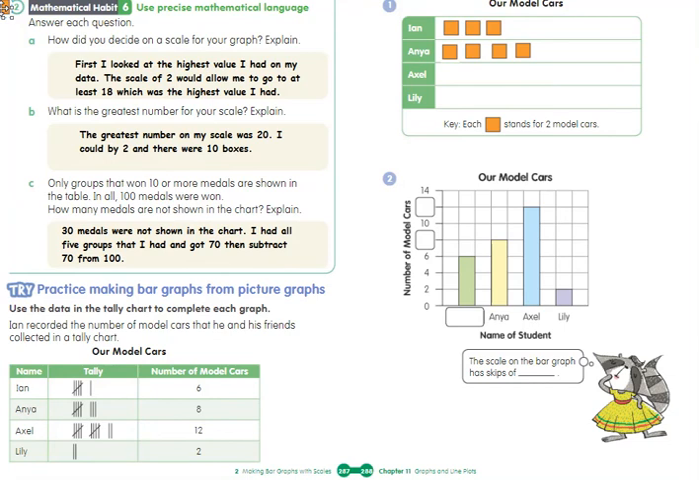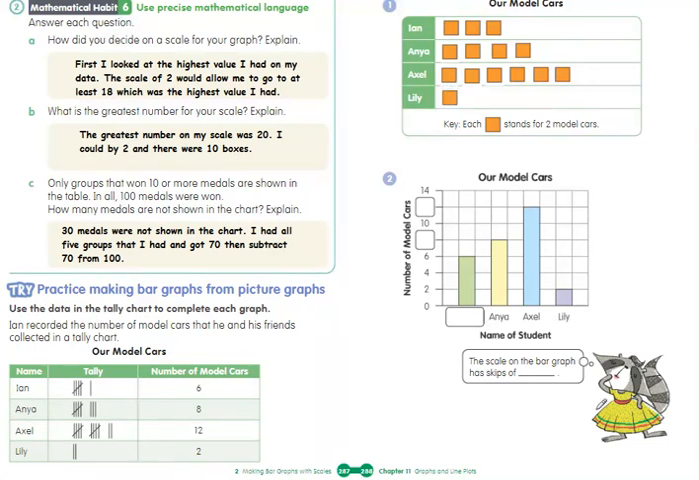Axel had 12. So I need 2, 4, 6, 8, 10, and 12. And I'll stop there because Axel had 12. Each stands for 2. And Lily just had 2. So for Lily's case, I only need 1, because that stands for 2.